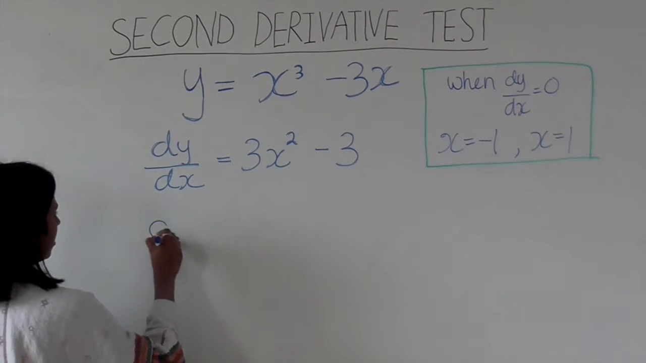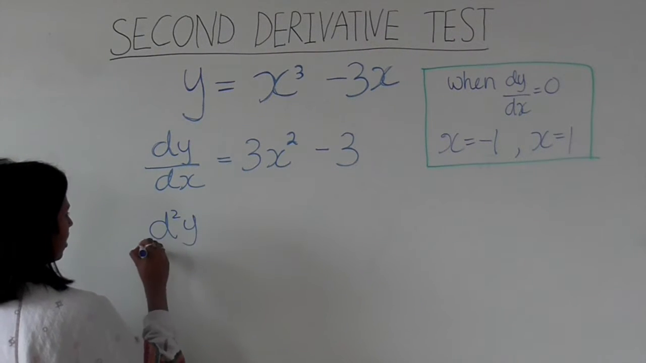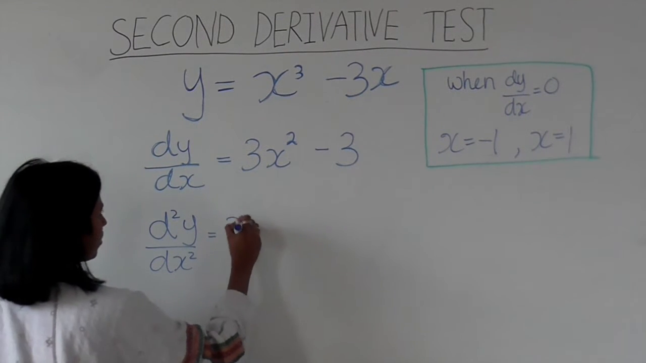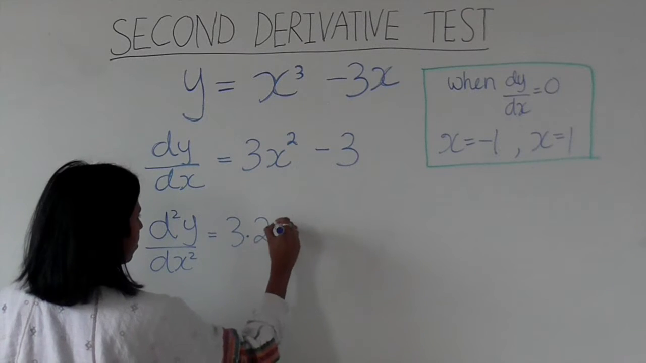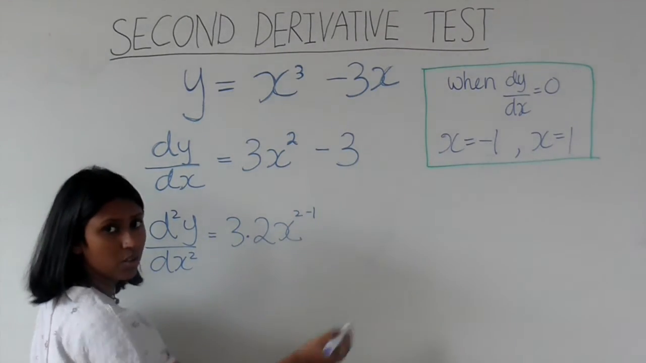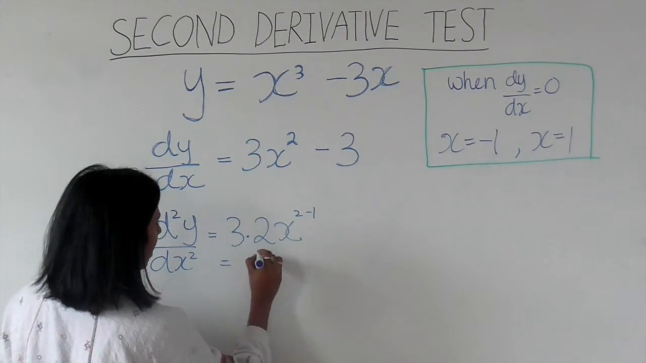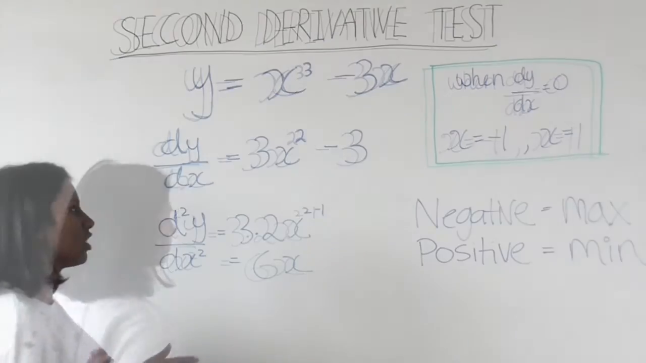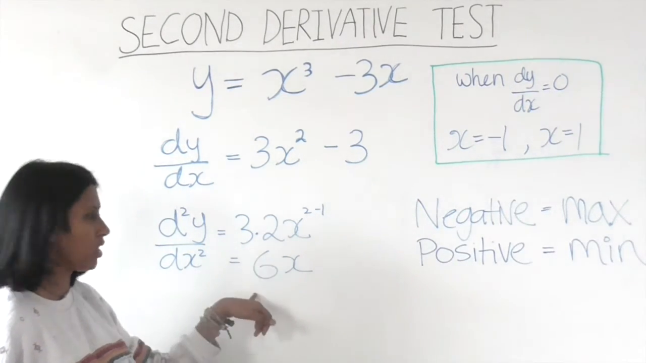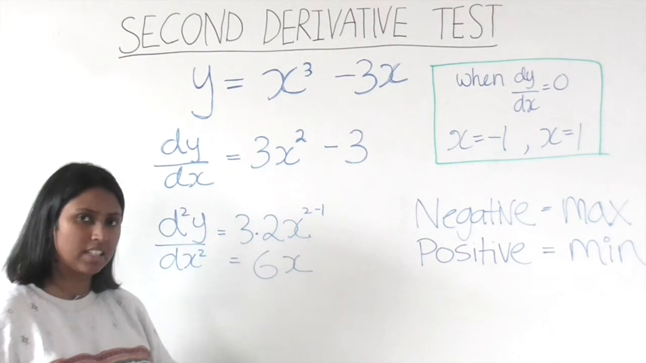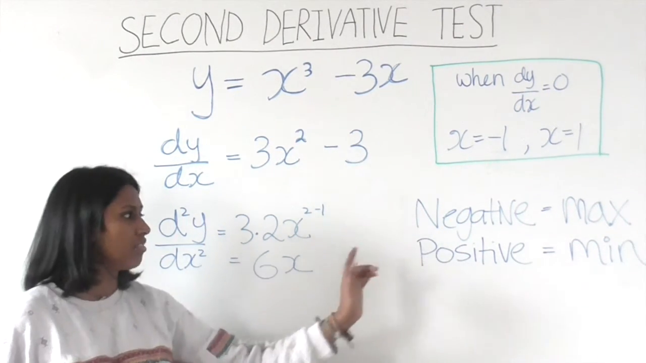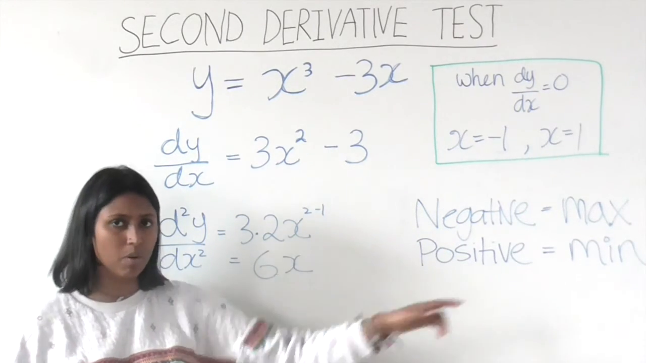So you have d squared y over dx squared, where then we get 3 times 2 times x to the power 2 minus 1, and this minus 3 becomes 0 because it's a constant, and in the end you have 6x. What we're going to do now is plug in these x values into this equation and then see if it's negative or positive. And if it's negative, it's going to be a maximum point, and if it's positive, it's going to be the minimum point.